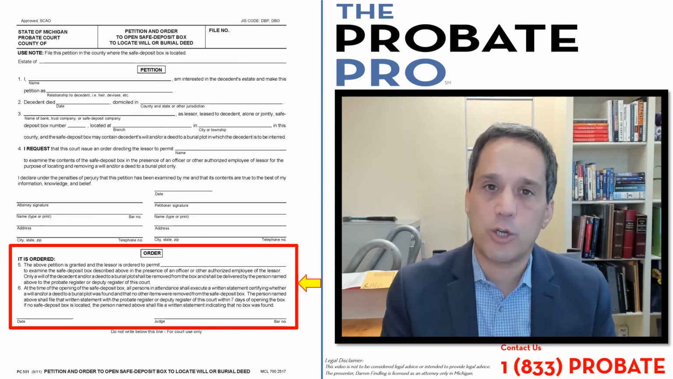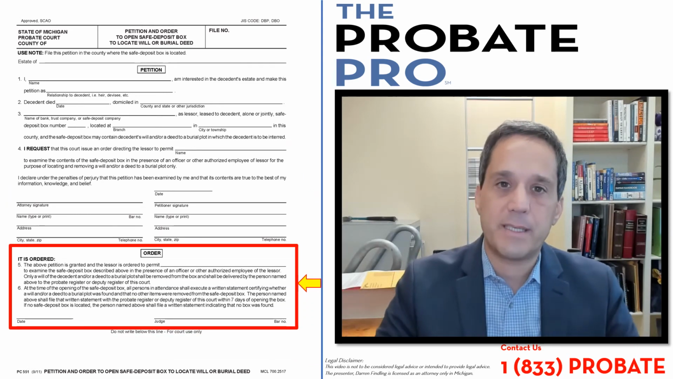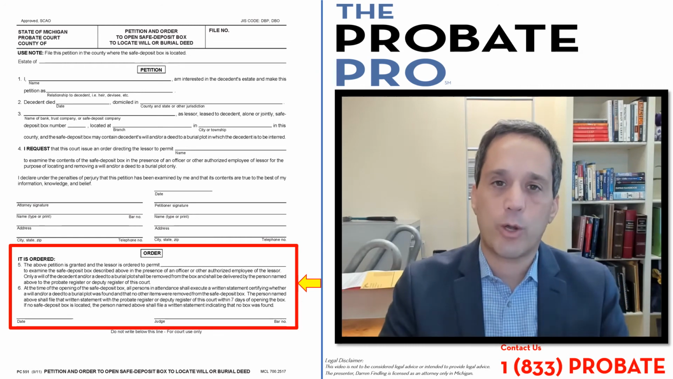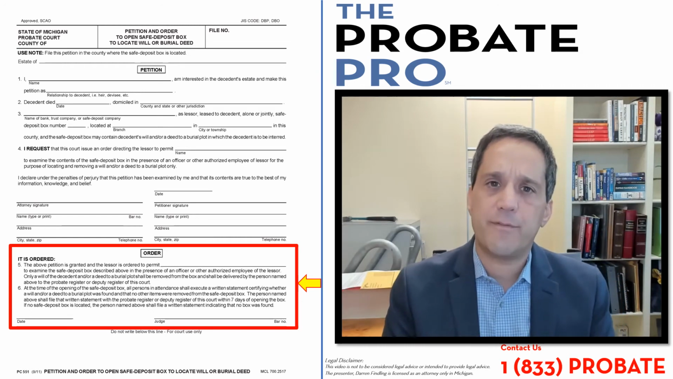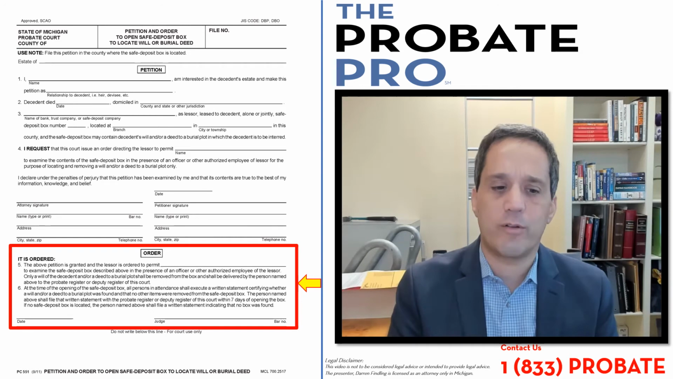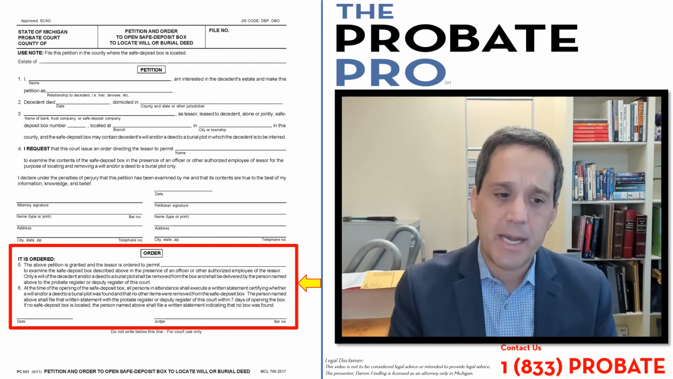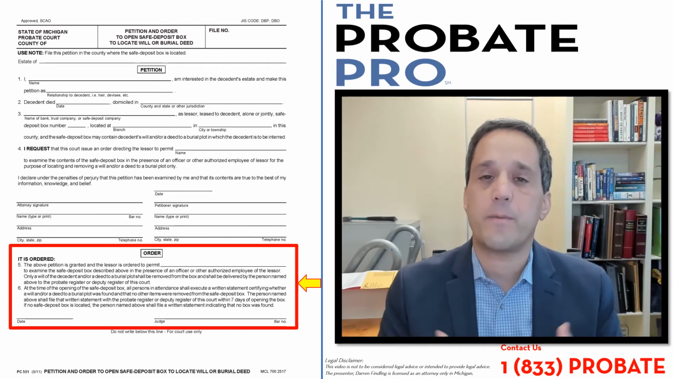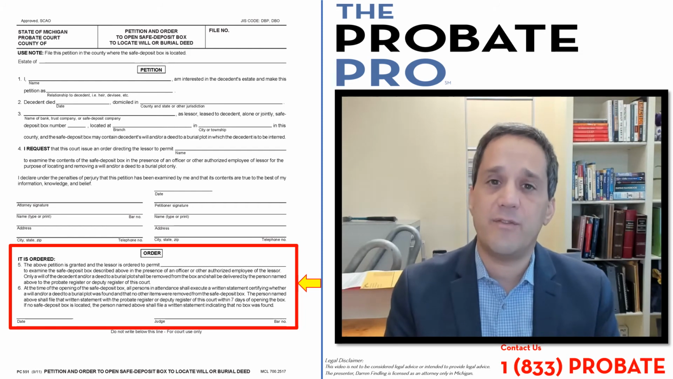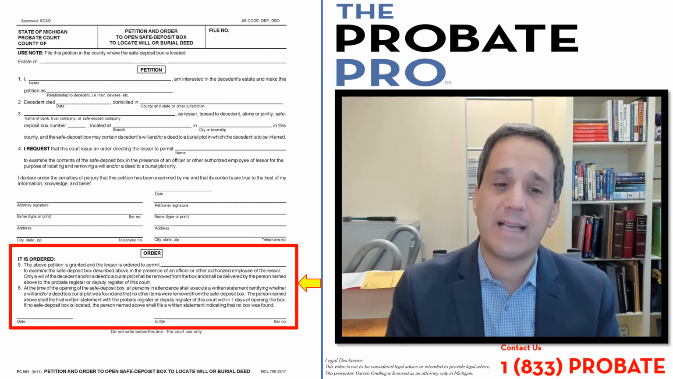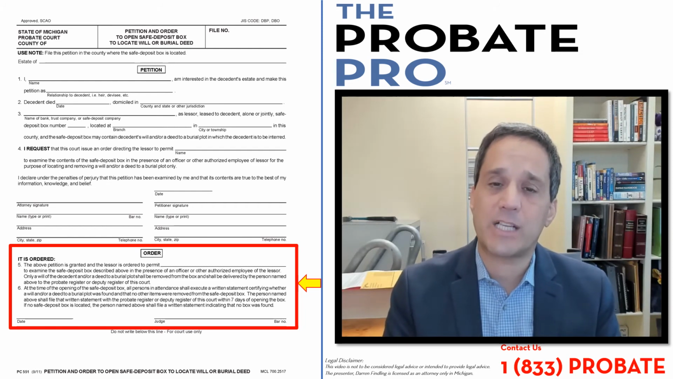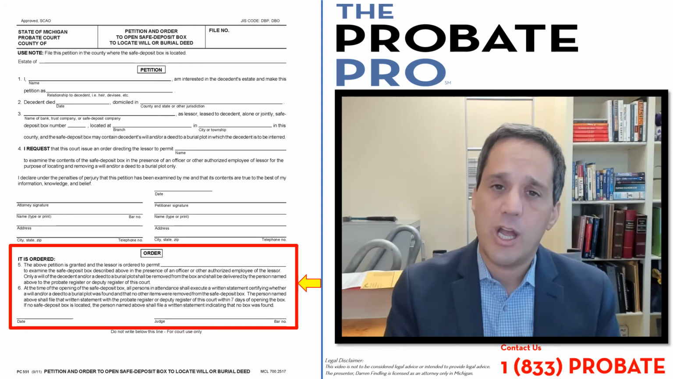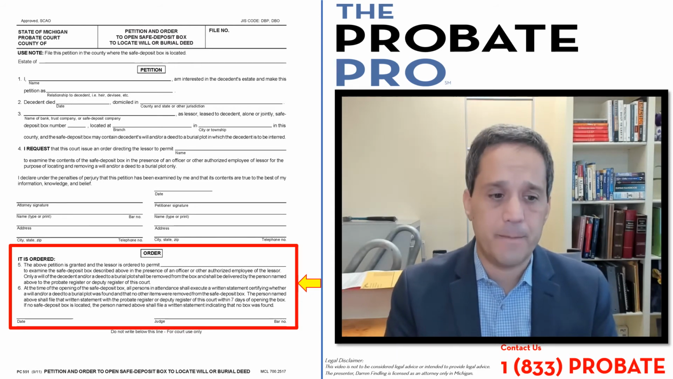Further down, you'll see the court order. So remember, you're filing a petition, you're making an ask, a request of the court, and then if the court approves it, an order is entered. And as you can see on number 5, it is an order that the petition is granted, and that individual is permitted to access the safe deposit box for purposes of examination of the will or burial deed.